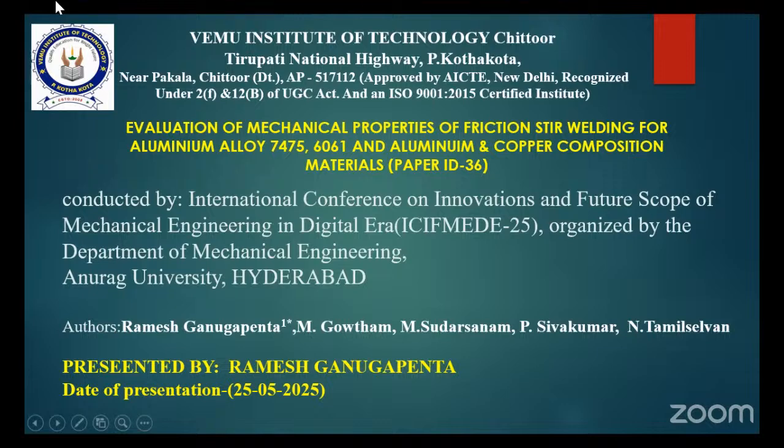The future scope of this research work is to use friction stir welding process parameters and specifications to design components and structures, and to incorporate the joining of aluminum copper composition and aluminum alloys, and to study the mechanical properties of the welded joints under various loading conditions. These are the main references. Thank you.